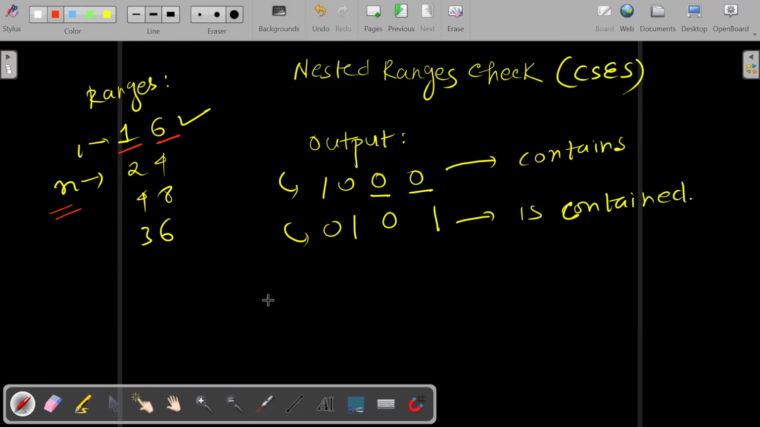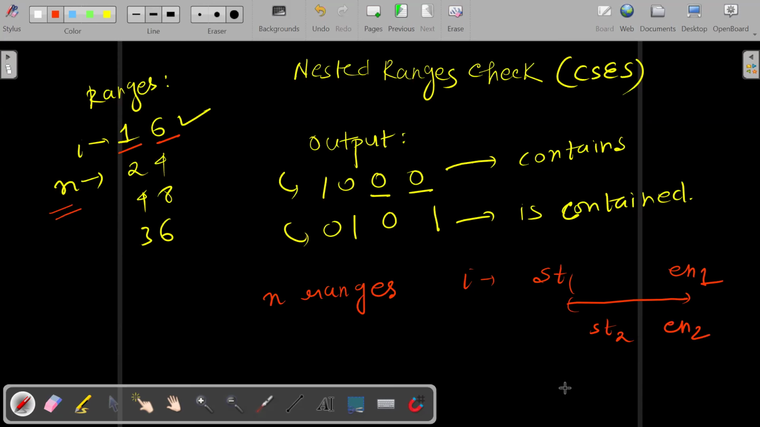You have to take a call corresponding to all the n ranges. You are supposed to print two outputs, right? Whether the ith range, let that be from start 1 till end 1, contains any other smaller range within it or not. So how would the smaller range look? It would be something like start 2 till end 2.